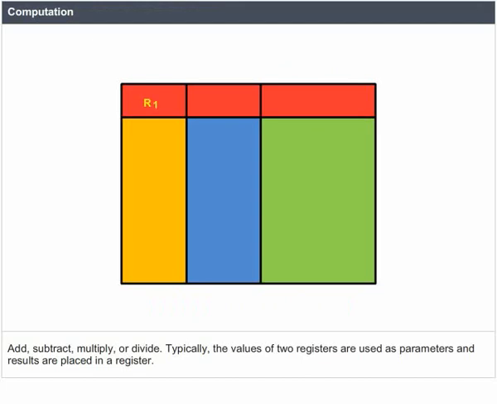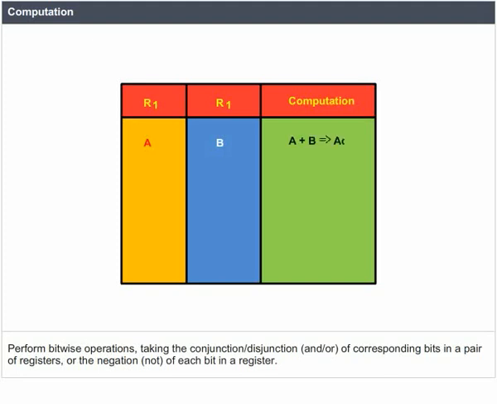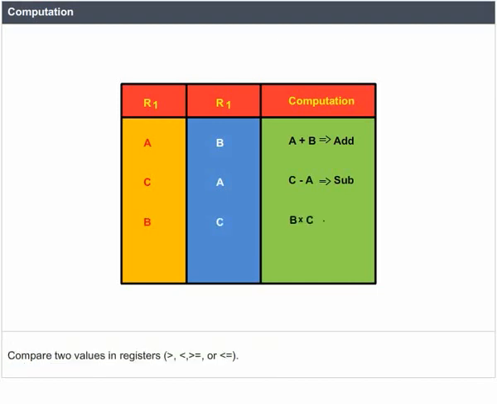Computation: add, subtract, multiply, or divide. Typically, the values of two registers are used as parameters and results are placed in a register. Perform bitwise operations, taking the conjunction (AND) or disjunction (OR) of corresponding bits in a pair of registers, or the negation (NOT) of each bit in a register. Compare two values in registers: greater than, lesser than, greater than or equal to, or lesser than or equal to.